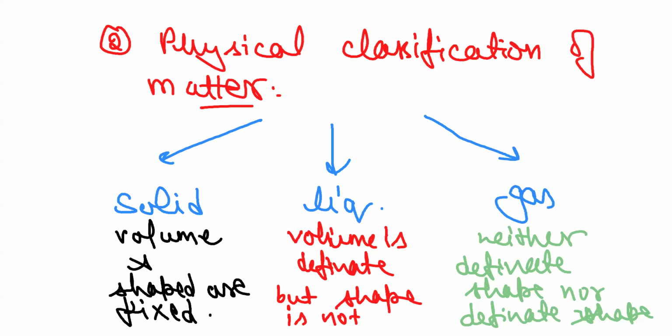We can say the interactions are intermediate between solid and gas. Interactions are stronger than the gaseous state but weaker than the solid state. Are you comfortable with this first point? Yes, sir. Okay, can we move to the next point? One minute, I'm taking notes. Yeah, you can take it.